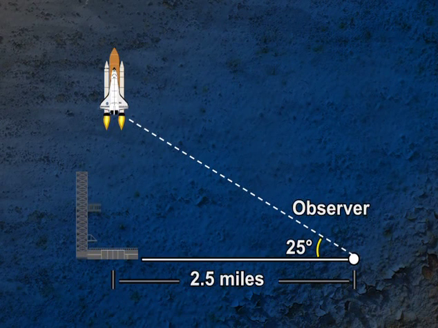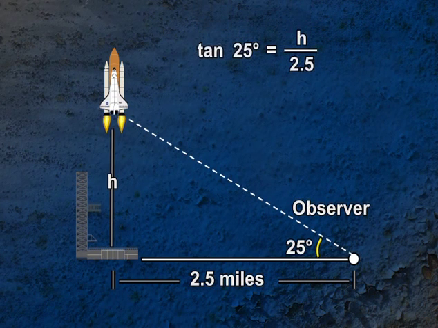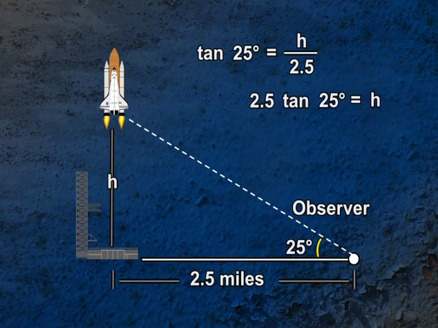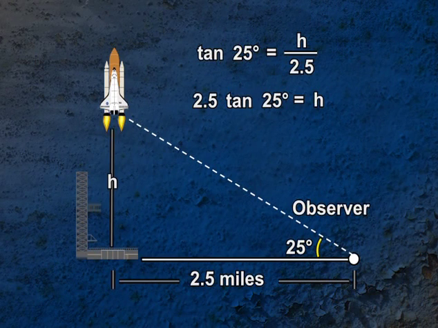Well, let's assume that the shuttle is still moving vertically, and we can make our calculation. Now, we're looking for the height of the shuttle, and a right triangle is formed, so we can use the tangent ratio. From the perspective of the 25-degree angle, opposite over adjacent would be h over 2.5. Solving for h, we multiply by 2.5 on both sides, so the height is determined as the product of 2.5 and tangent 25 degrees. Multiplying, we find that height to be 1.2 miles.